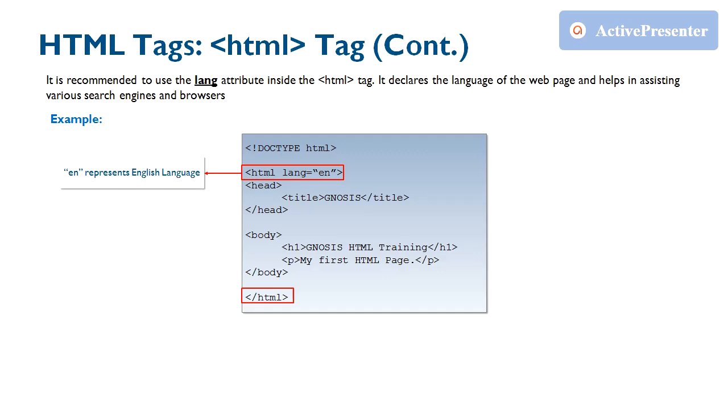GNOSIS. Instead of en, if you put some other language, the search engine might not be able to discover your document. So if you want search engines and other third-party applications to be able to discover your document in English language, you can put English as the language. If you want them to discover it in some other language, you might put some other language here as well.